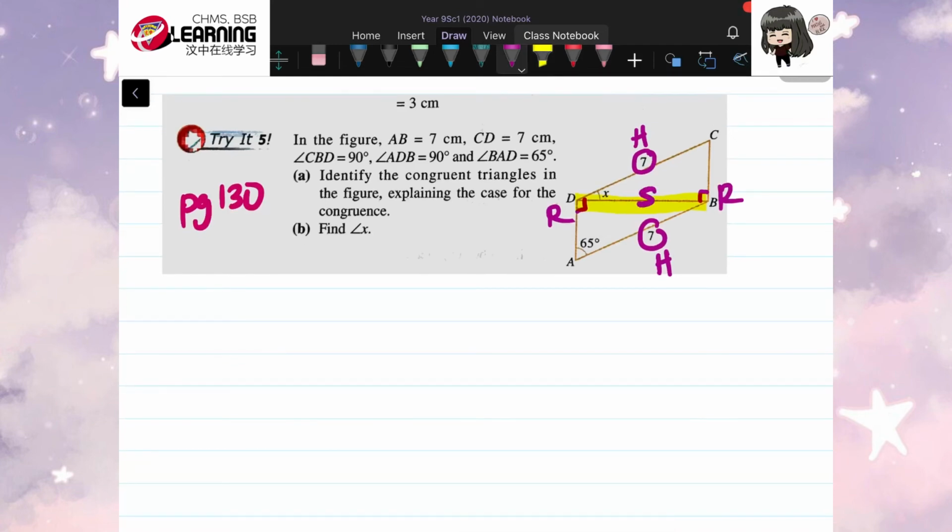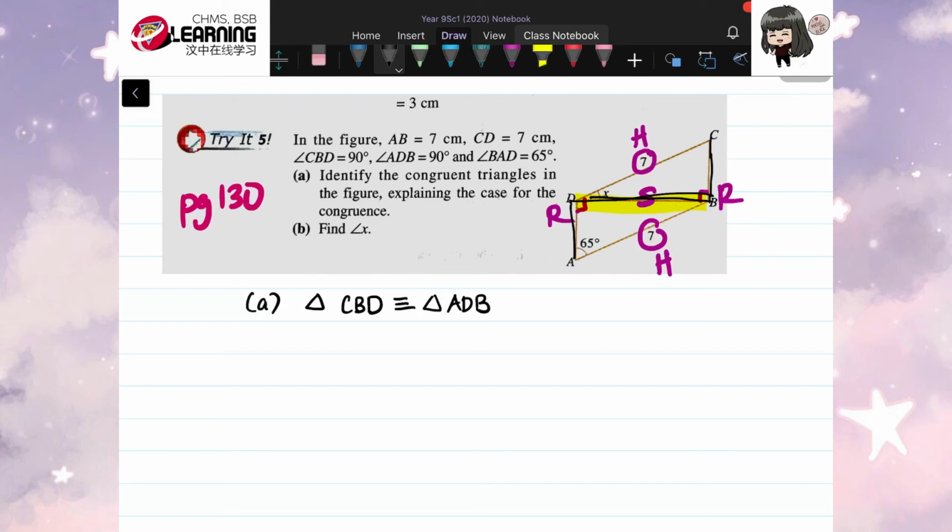Okay, so this one S. So right angle, hypotenuse and side. So this one we use RHS. So part A: which triangles are the same? Identify the congruent triangles, right? So let's say triangle CBD is congruent with triangle... If you start from C, B, and then D, so this one must start from A, and then go D, and then B. So triangle ADB.